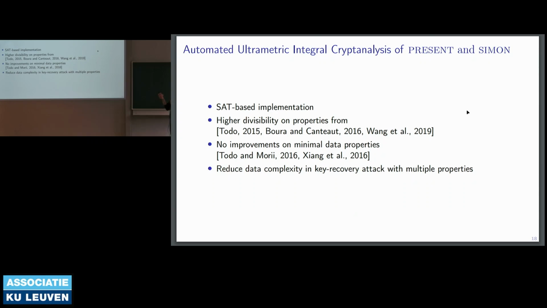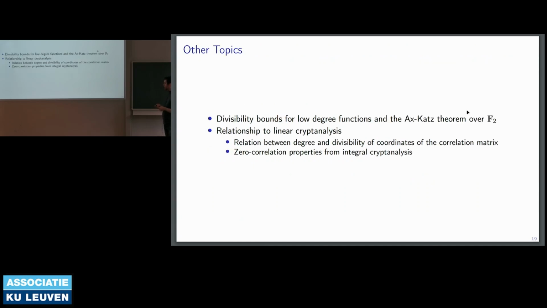However, for the more optimal properties, those that have minimal data for a specific number of rounds, we don't see any improvement there. So the best application for ultrametric integral cryptanalysis is in the setting where we have more data, which we get by using multiple different properties, which we can then combine into larger properties. That gives you more data, and then you will see higher divisibility. There are also some topics that I missed, but I think it's time to wrap up.